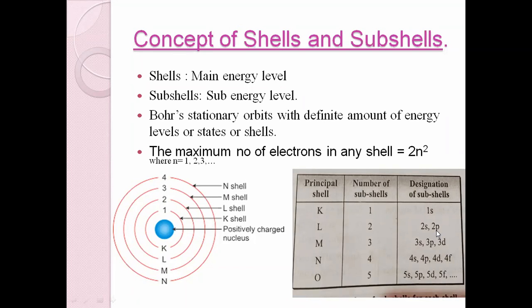Similarly, 2s and 2p belong to the L shell, which is the second main principal shell. This 2 represents that it belongs to the second shell. Similarly, going to the third main shell, there are 3s, 3p, 3d subshells. Now in these 3s, 3p, 3d, the 3 represents the third main shell, which is the M shell. Similarly, N and O.